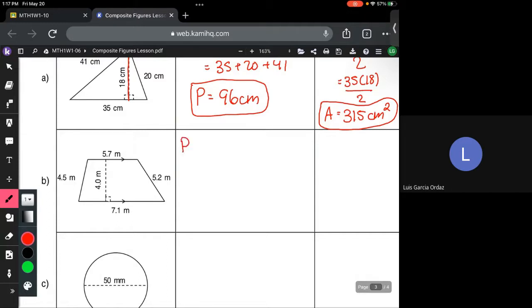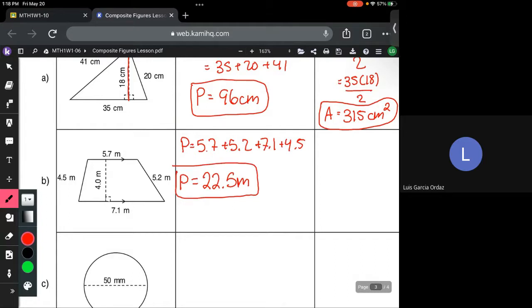So perimeter is equal to 5.7 plus 5.2 plus 7.1 plus 4.5. And what would that give me? Perimeter is the outside of everything. 22.5 meters. Perfect. Does anyone remember how to find the area of a trapezoid?